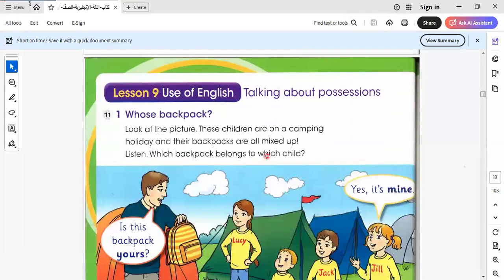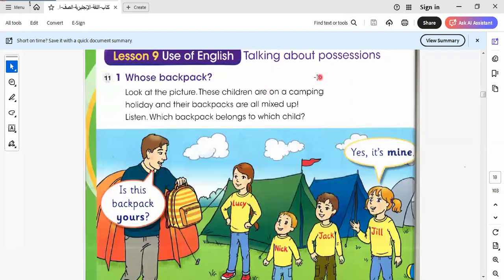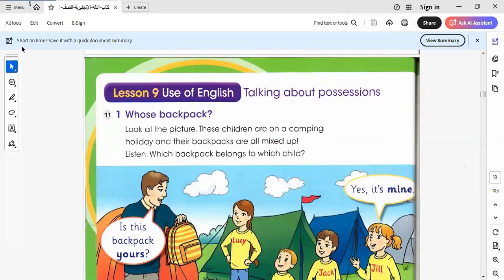Let's go to the last lesson in this part. Here, we talk about what? About the possessive pronouns. I would like you to know the possessive pronouns. Here they are called possessive pronouns.